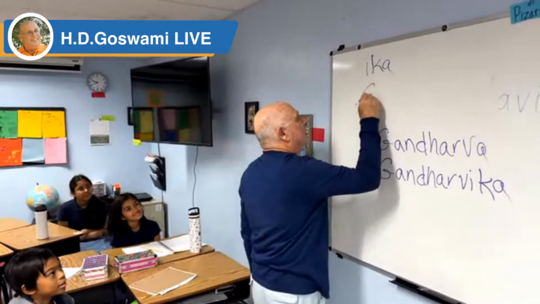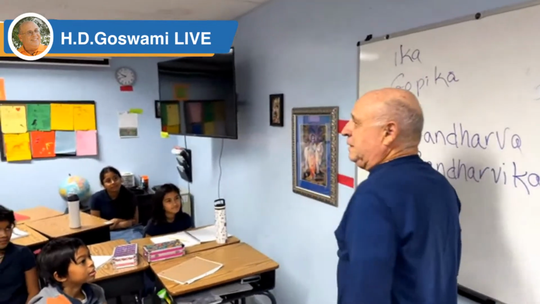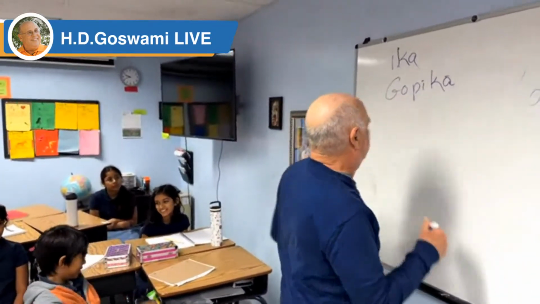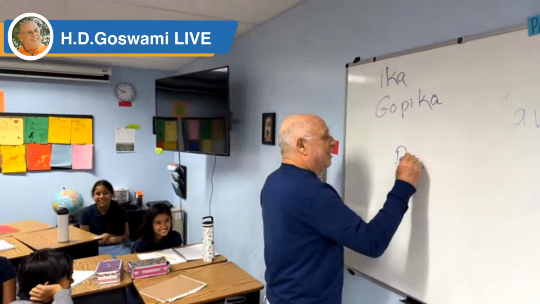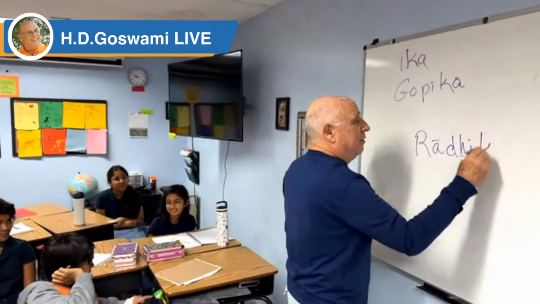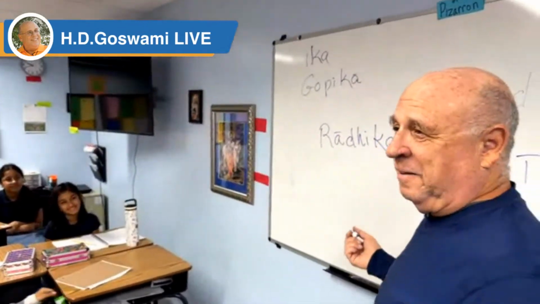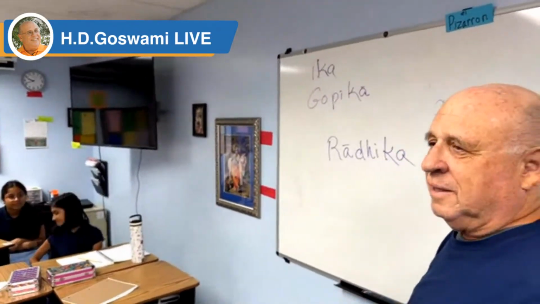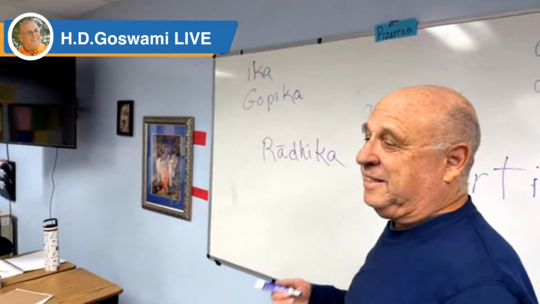For example, gopika, which means like little gopi, or the dear gopi. Or, for example, Radhika means like dear Radha or little Radha, and same thing with Gandharvika. So who's Gandharvika again? Yes, there you are. So Gandharvika is like dear Gandharvi.